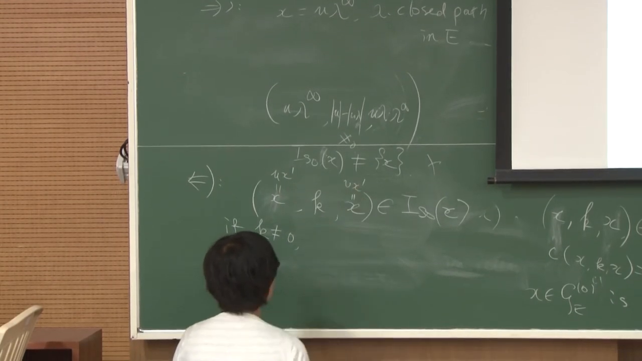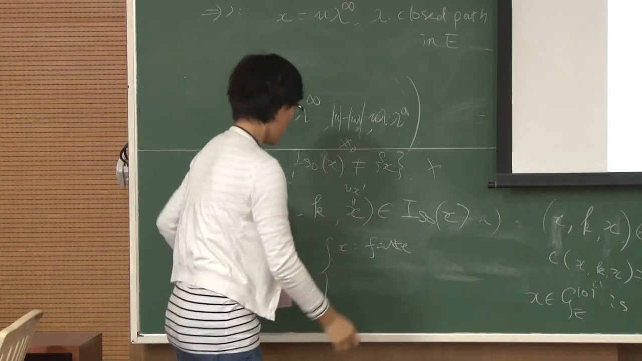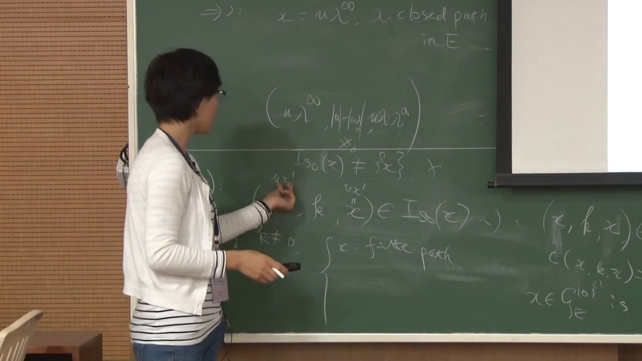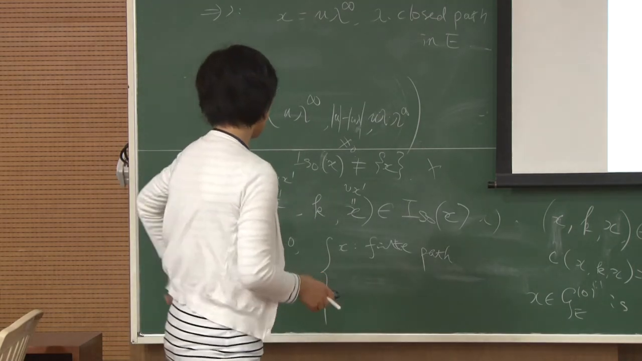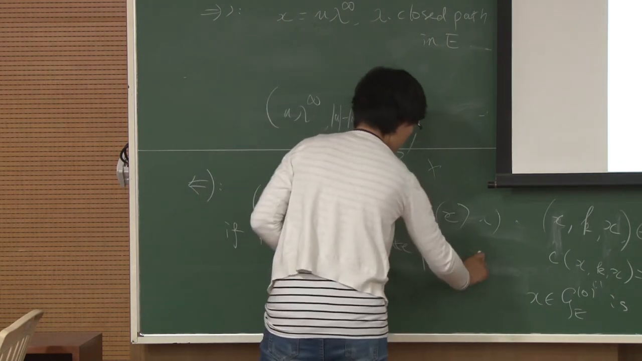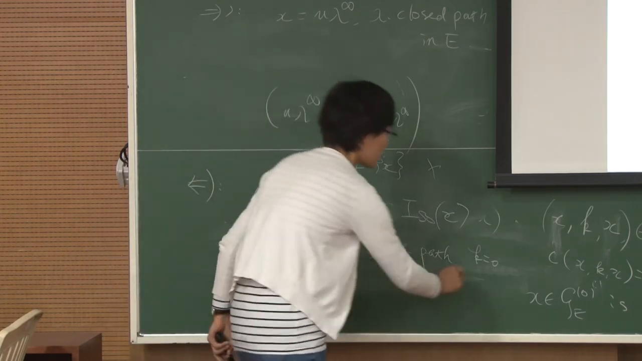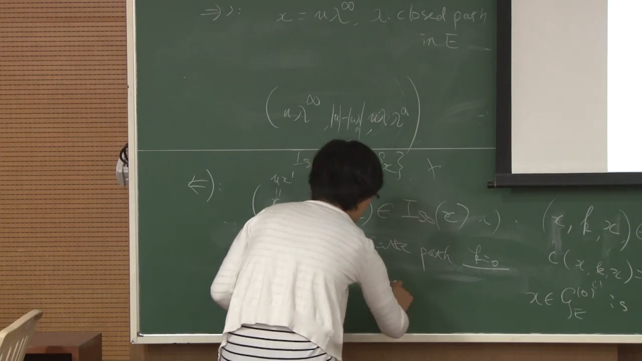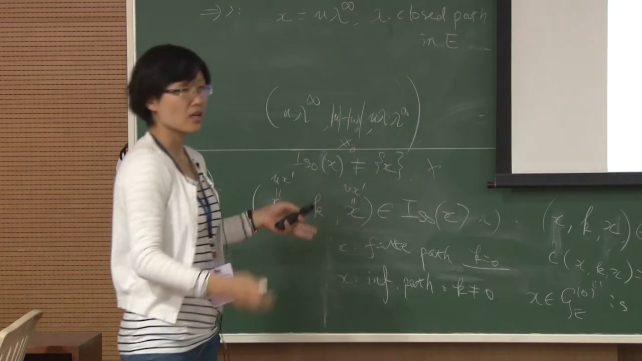So we discuss two cases. If x is a finite path, then x should be mu x prime and nu x prime, and by the length we can know that this is x prime, so mu must be the same as nu, so k must be zero. We suppose x is a finite path, we can deduce that k is zero. So now the isotropy group just contains one element x. If x is an infinite path, we suppose k is non-zero, we need to have a contradiction.